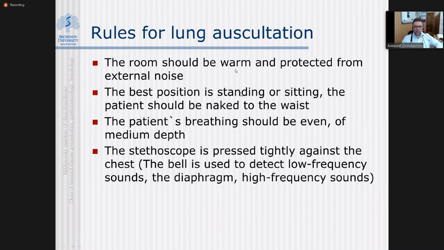Definitely should be warm, and then the patient should be protected from the external noise again, so that you'll hear sounds from the patient's chest, not from the outside. Pay attention that you need to press the phonendoscope tightly. There should be no extra sounds produced from rubbing of the phonendoscope over the chest.